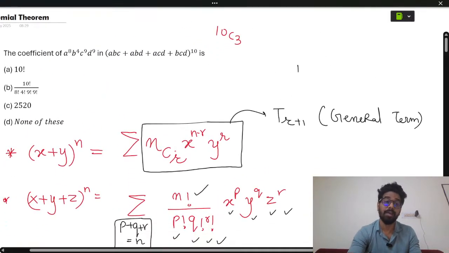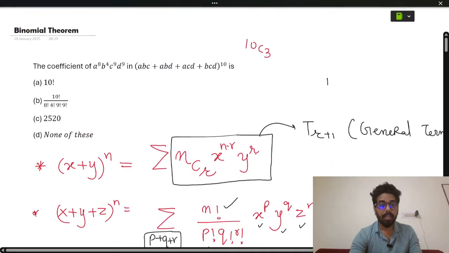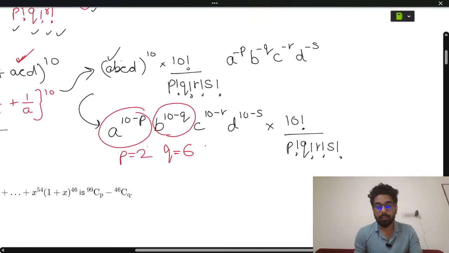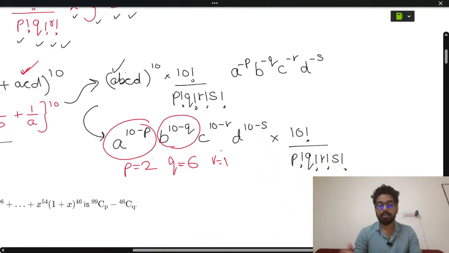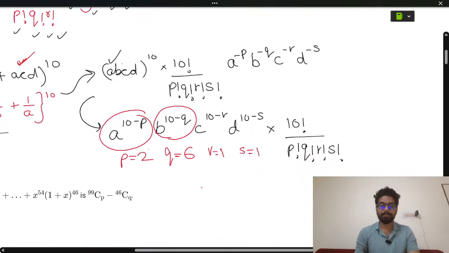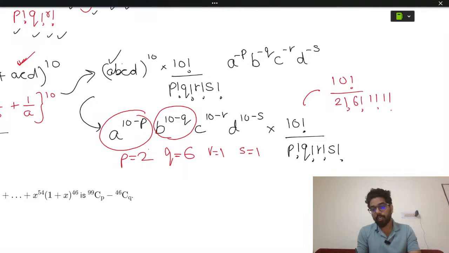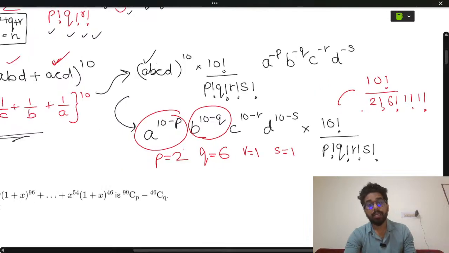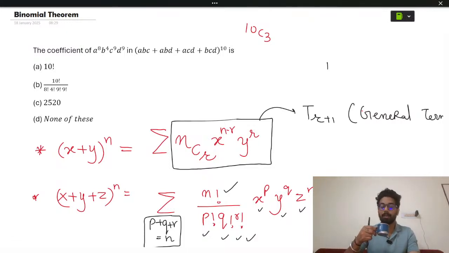This question, which was looking very difficult, can be solved very easily this way. B power 4, so Q is equal to 6. C power 9, so R is equal to 1. And D power 9, so S is also equal to 1. Okay, so your final answer is 10 factorial upon 2 factorial, 6 factorial, 1 factorial, 1 factorial. I hope this is clear. Now you will do your calculation and I want you guys to answer in the chat box what it will be, or you can attempt directly in the test paper.